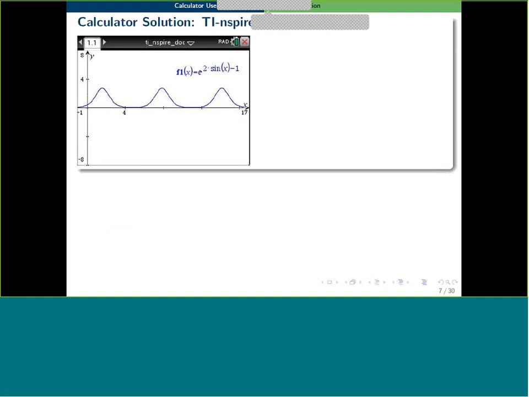On the TI-Nspire, and Vicki will show you more of this, I entered this function in a graph screen and set the window in a similar way. And there's a screen illustration of the graph produced by the TI-Nspire. That might be a little bit nicer. It looks kind of cool to me. I even get the expression for the function on the screen.